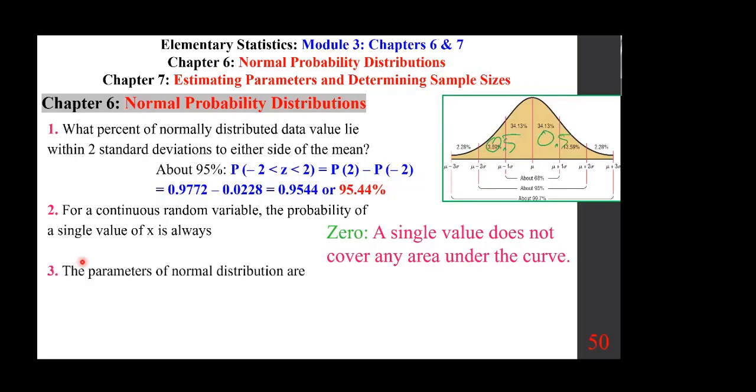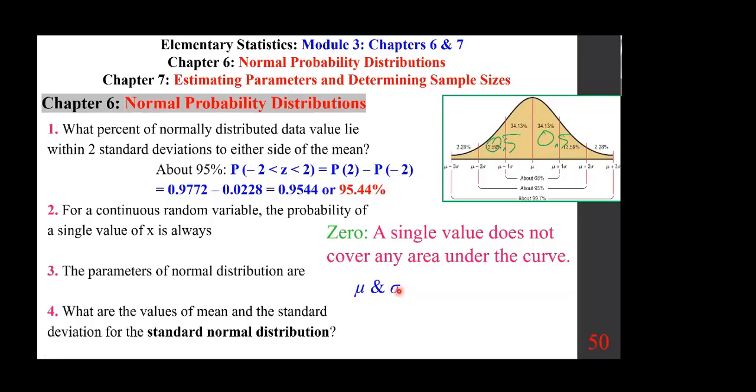The parameters of normal distributions are mu and sigma, the mean and standard deviation. What are the values of those for SND, standard normal distribution? Mu is 0, sigma is 1, the same thing as the Z-score that we discussed and the Z table.